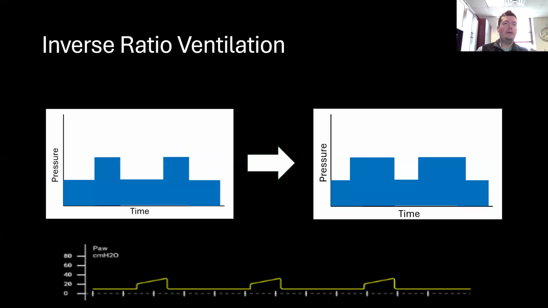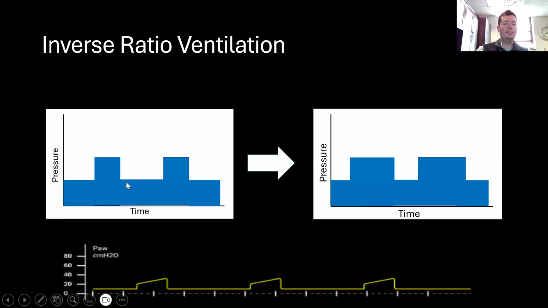So the first one that we'll talk about here is an inverse I to E ratio. So under normal physiologic circumstances, we spend about twice as much time on expiration as we do on inspiration. This ratio can be inverted though, and this can benefit our oxygenation. So you can invert ratios to 2 to 1, 3 to 1, or even greater in some cases. And it's fairly easy to see how this increases your mean airway pressure and subsequently oxygenation. So like we said on the previous slide, the blue part of the graph here, if you took that area, that is your mean airway pressure.